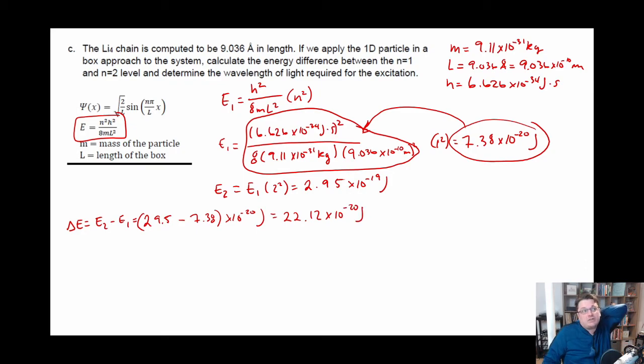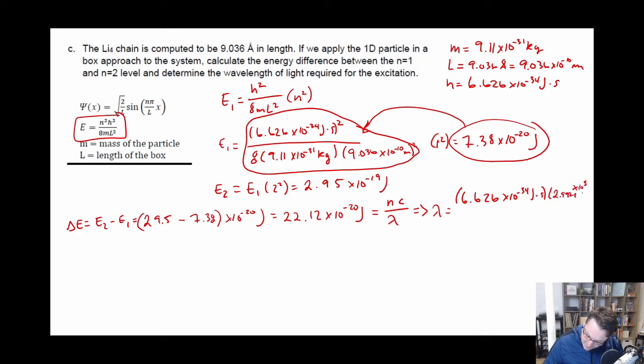So we know we have that energy, so now we need to convert that into wavelength, and that equation is equal to hc over lambda. If we want to get lambda, what we have is h, which is 6.626 times 10 to the negative 34 joule seconds, times the speed of light, which is 2.9979 times 10 to the 8th meters per second, over the energy, which is 22.12 times 10 to the negative 20 joules.